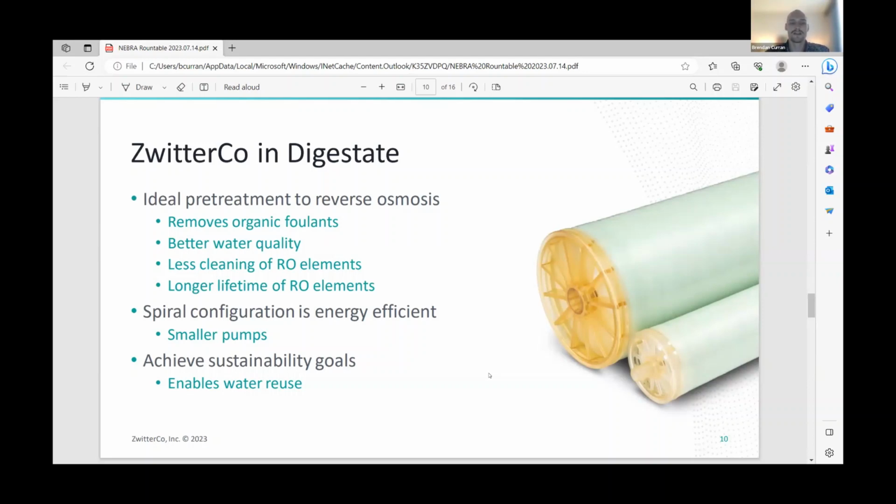Spiral configuration is energy efficient. The way that the membrane is configured, most spirals can't handle the level of organics. So if you have a spiral that can handle that level of organics and it's energy efficient, because we just use smaller pumps and less cross flow in the membranes, then it's an energy efficient solution. And we help people achieve their sustainability goals with water reuse and recovering byproducts out of the digestate stream.